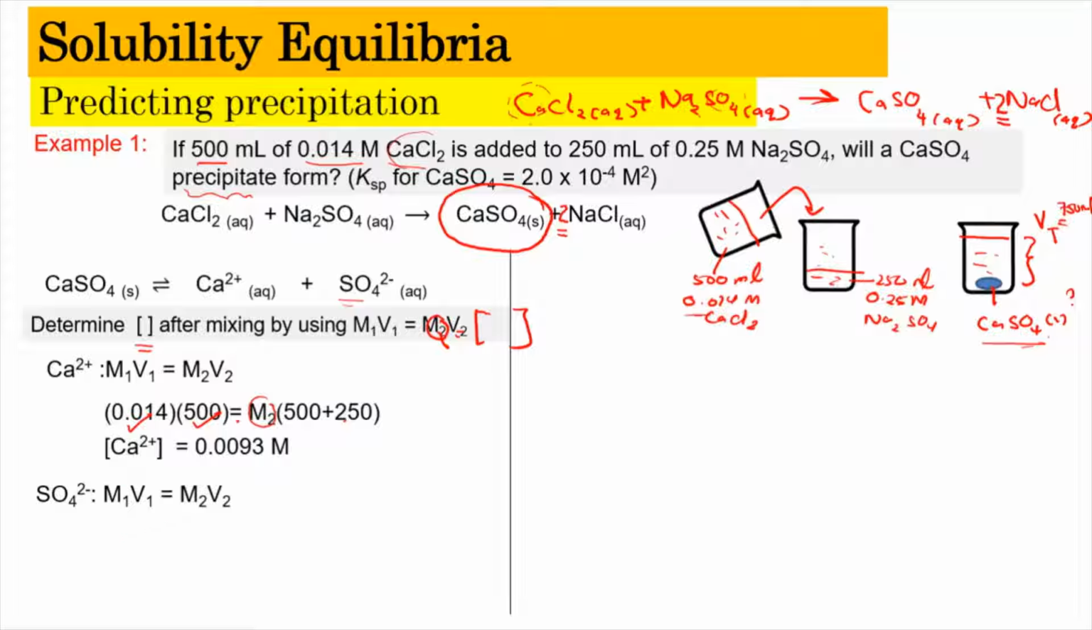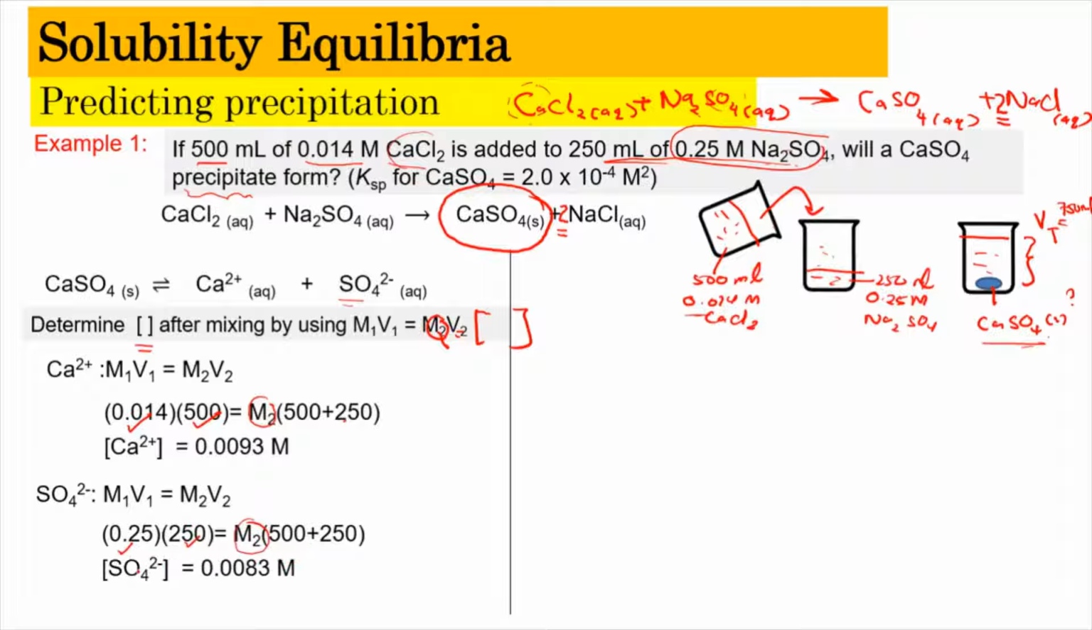Initially, the concentration of SO4 2- is 0.25 molar, because SO4 2- is coming from the ions in this solution at the beginning. So 0.25. Volume here is 250 ml. We need to find the new concentration. And the last volume after mixing is 750 ml. Once we do the math, we're going to get the new concentration to be 0.083 molar. So here are the concentrations after they've been mixed together.